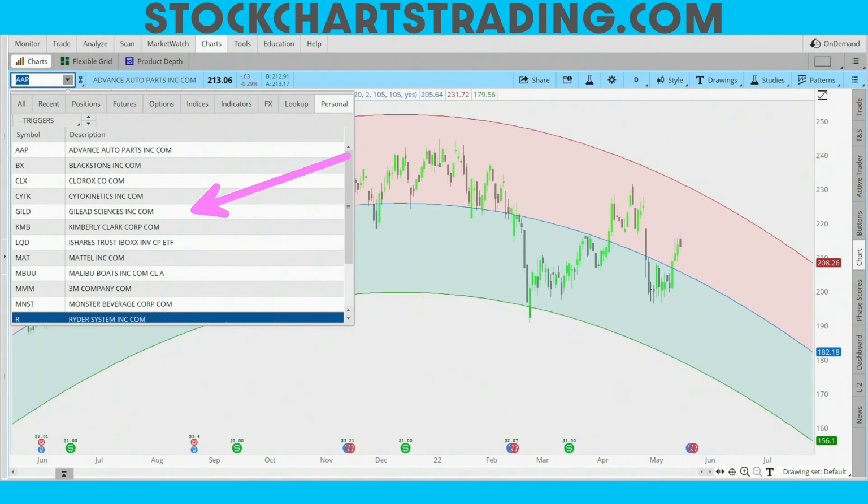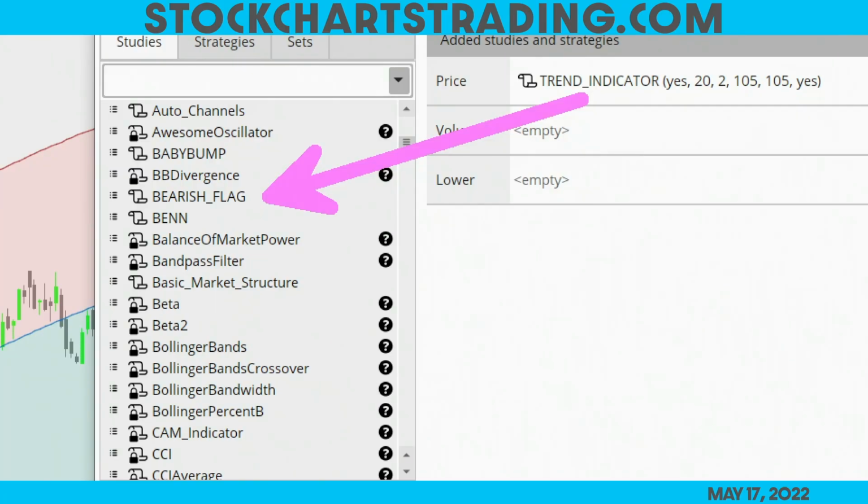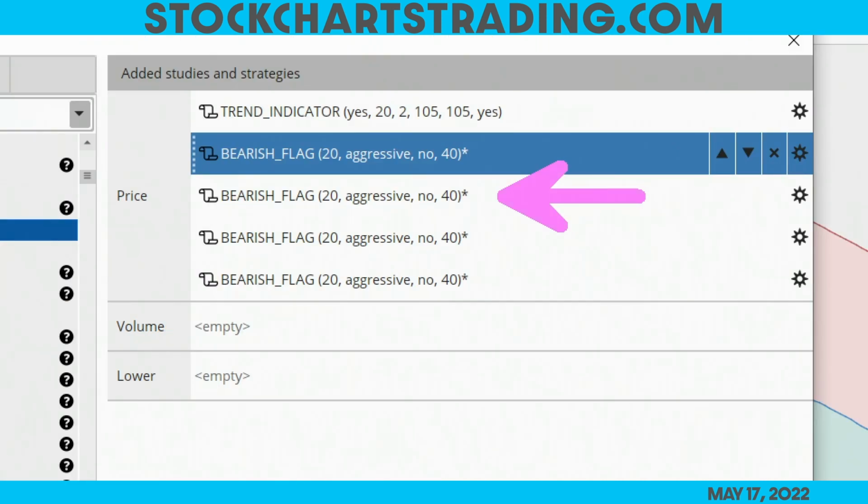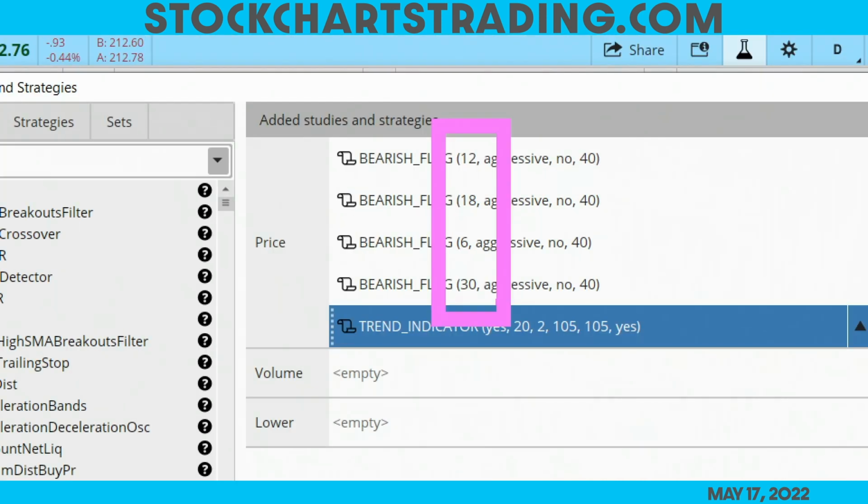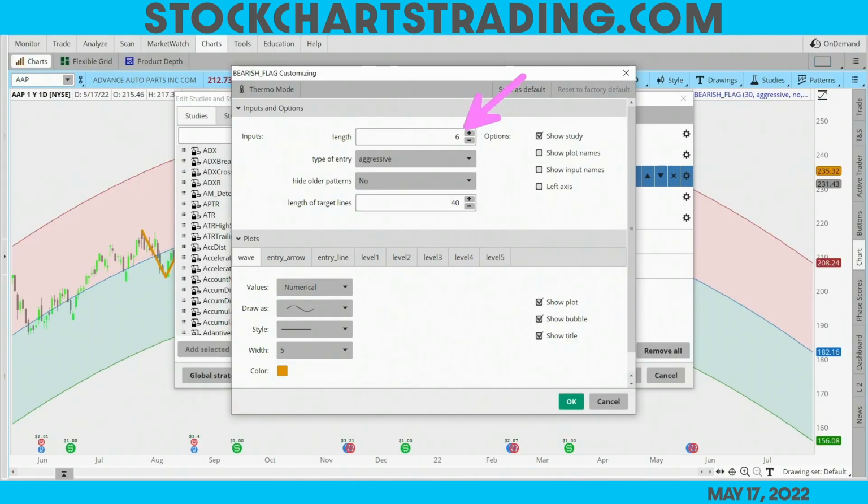Now that you have your watch list of tickers, there's no better trade setup than the bearish flag. Once you've downloaded the bearish flag indicator, go ahead and upload it 3 or 4 times. I like to create different lengths so that I can get a different look at each bear flag. Starting with the length of 6, which will give me a small flag, then the length of 12, giving me a bigger one, changing the color, increasing it to 18.